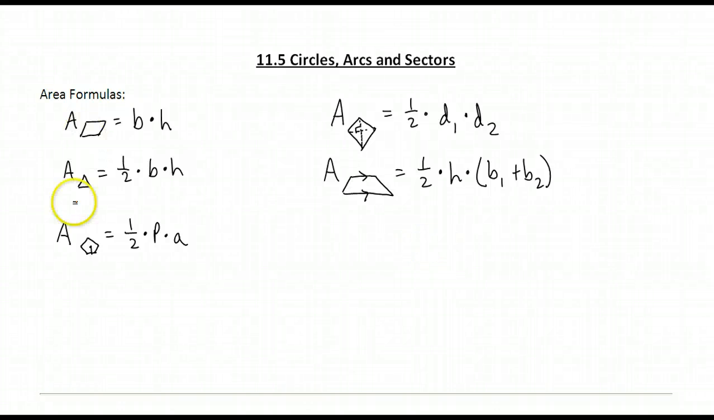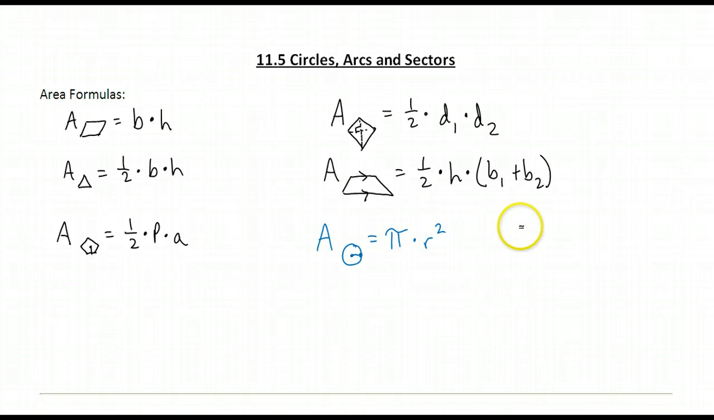So far in Chapter 5, we've learned 5 formulas. We're going to learn 4 more formulas today, but those formulas are going to be based off 2 formulas that you already know. The first formula we're going to look at is the area of a circle. The area of a circle is going to be pi times the radius squared.